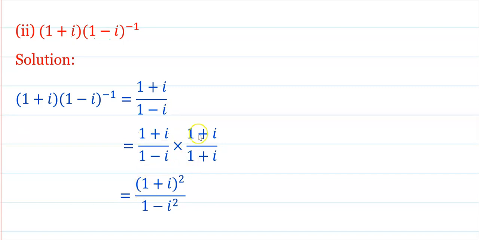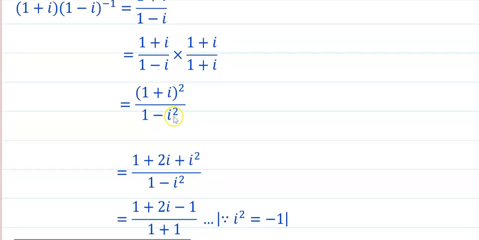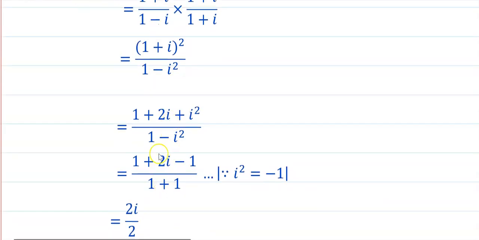Then 1 plus i into 1 plus i, 1 plus i bracket square. And what about here? 1 minus i into 1 plus i. Then you are getting 1 square minus i square. Okay, i square is minus 1. Minus in bracket minus 1, that will become plus. 1 plus 1, you are getting 2.